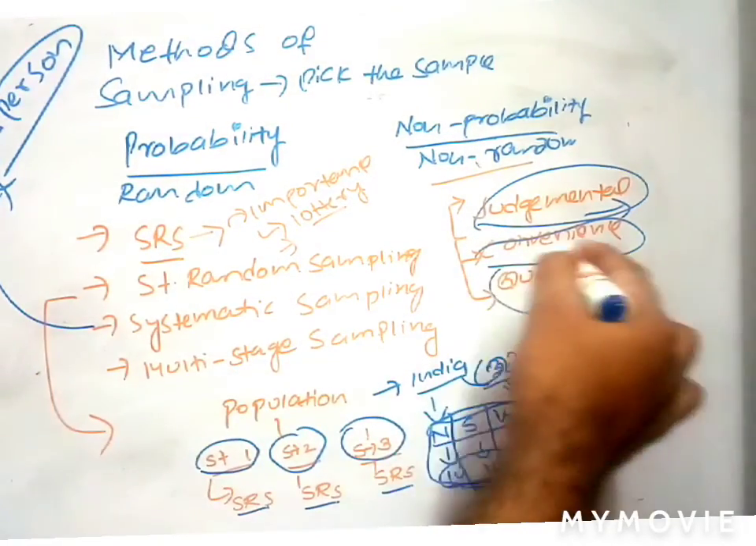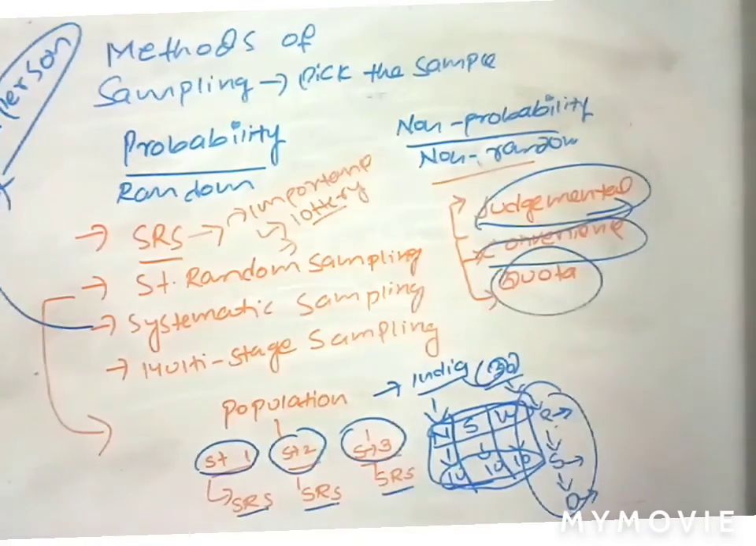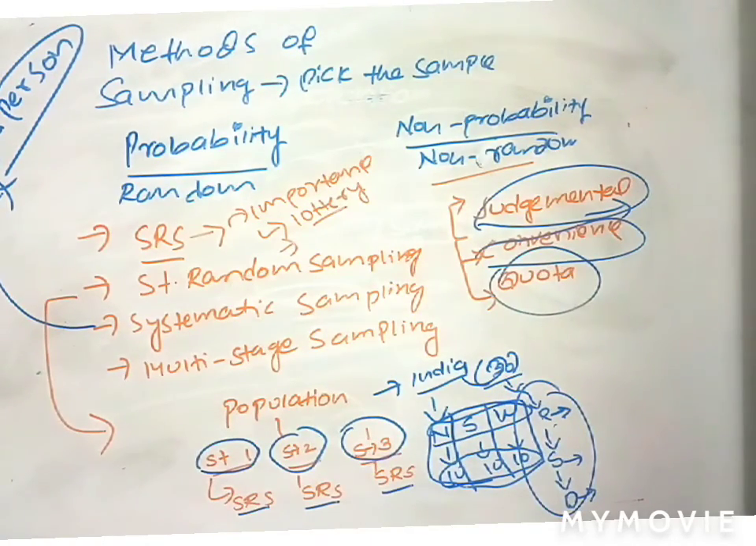Then quota sampling. Quota sampling means, if I select 100 students from a particular school, what is the quota of the 10th class? 50 students. What is the quota of the ninth class? 25 students. What is the quota of the 8th class? 25 students. If I assume such a quota, then it can be called quota sampling. So these are the different types of sampling methods.